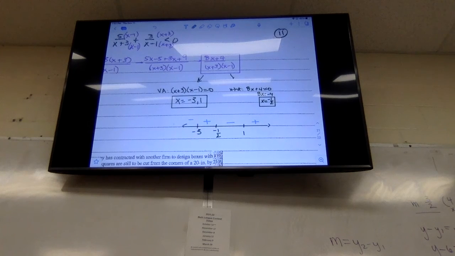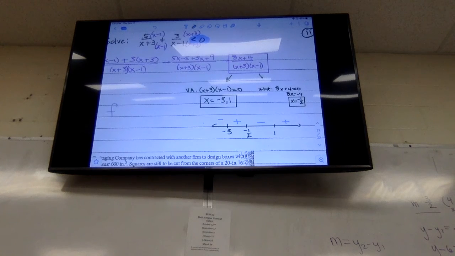Questions yet? And the question asked me to find where my function is what? Less than 0, very good. F of x is less than 0 where? Perfect. Parentheses or brackets on everything? Good.